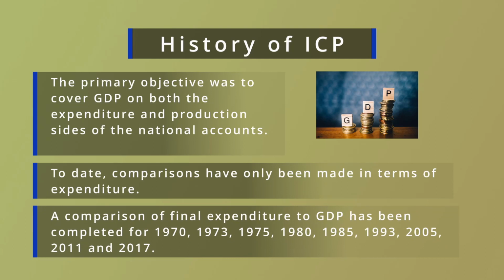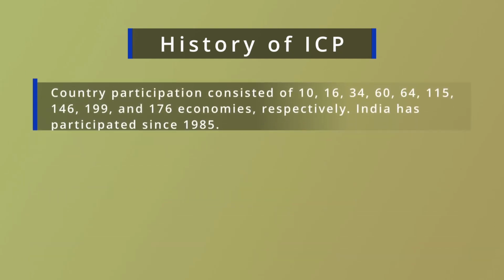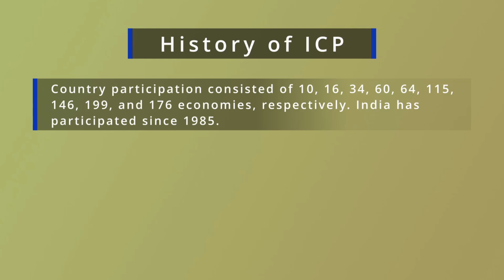And after 1968, there were different cycles of ICP to measure the GDP and its components across participating countries. Therefore, the number of countries is not uniform across different cycles. After 1968, the next cycle was in the year 1970, thereafter 1973, 1975, 1980, 1985, 1993, 2005, 2011 and 2017. And in these different cycles, the number of participating countries also increased gradually.